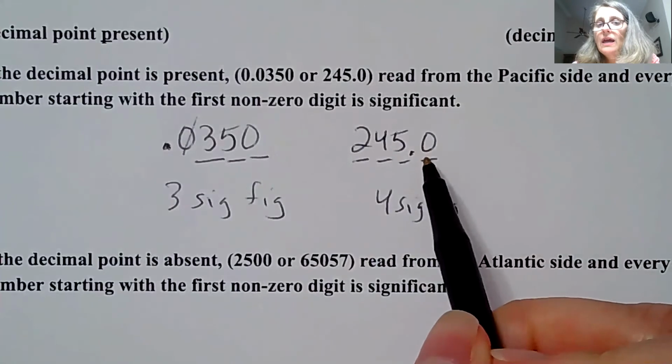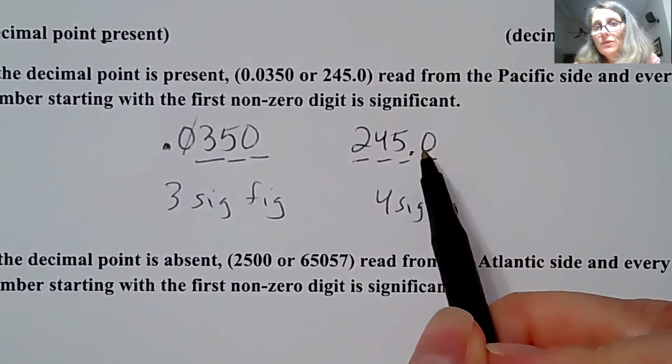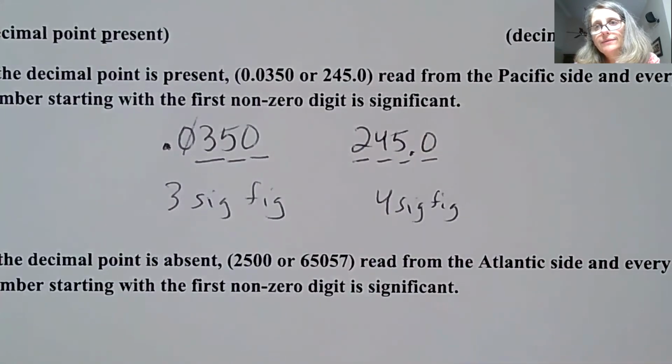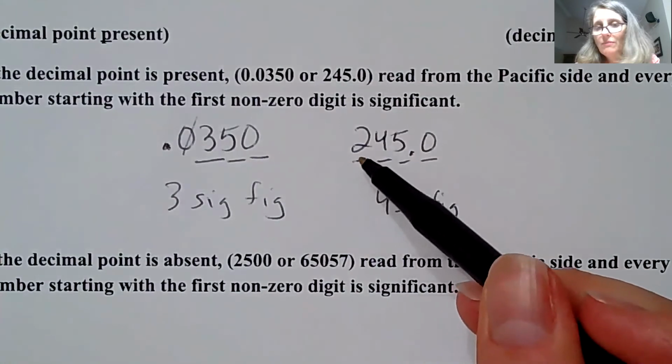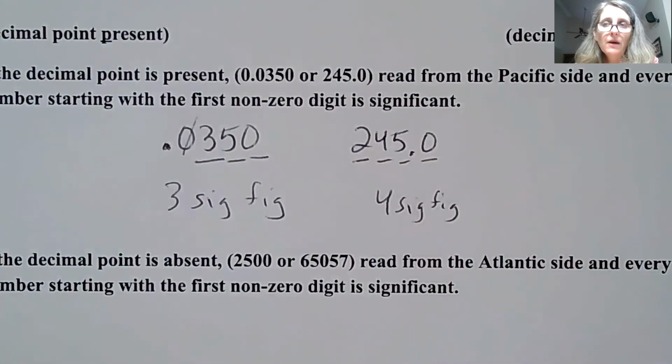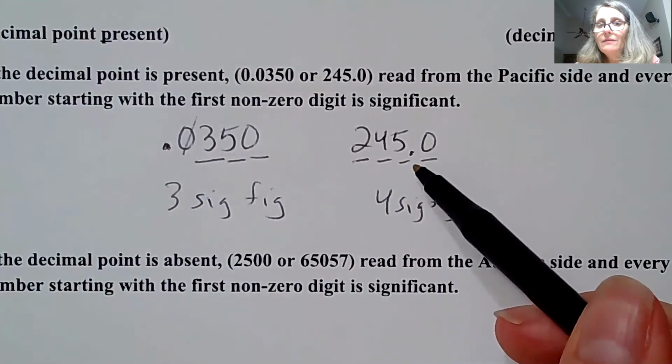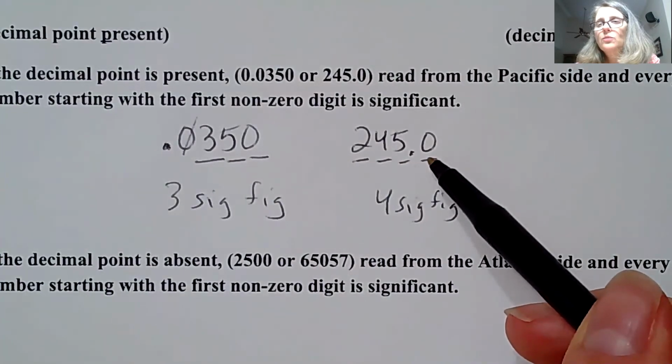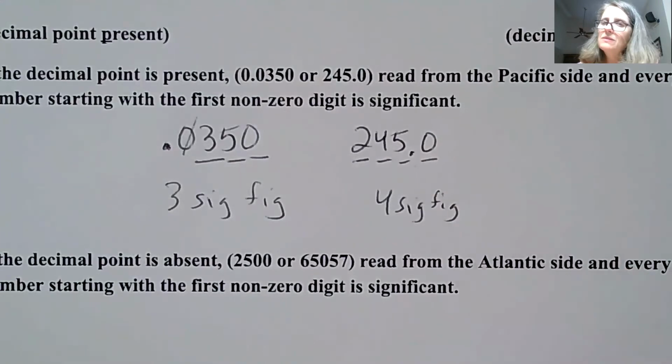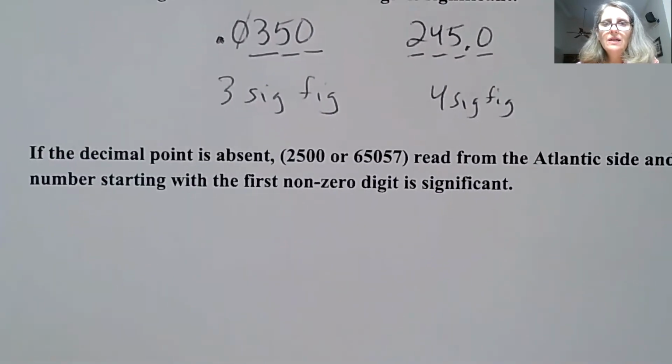Also think, mathematically, do you need to put that 0 in your calculator? You don't, okay? You could just type in 245 and do whatever calculation you need to do. So obviously I wrote this 0 down for a reason. There must be a reason behind why I wrote it down. So it must mean it is significant, okay? So that's the Pacific rule.